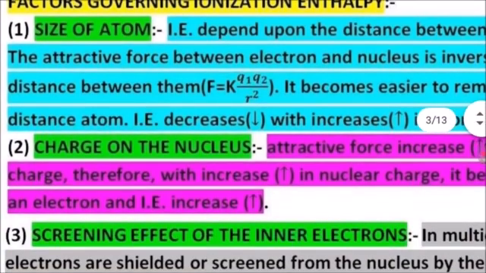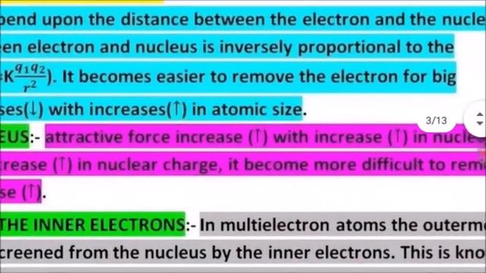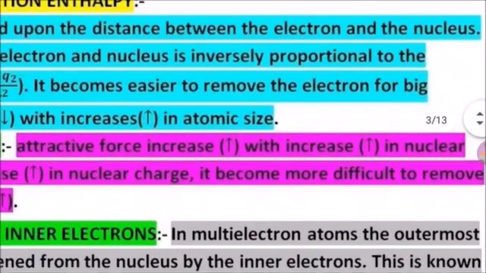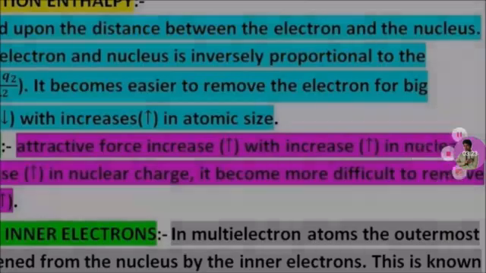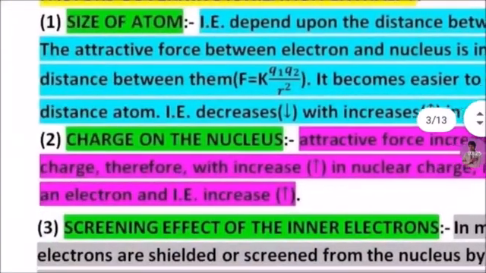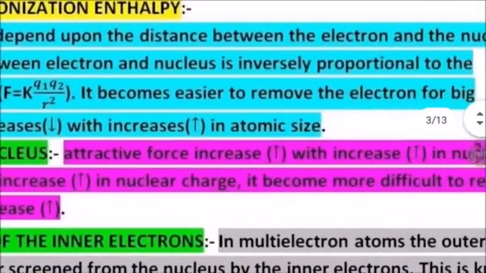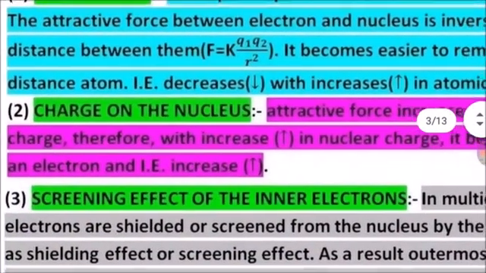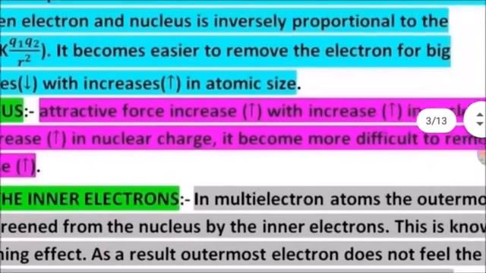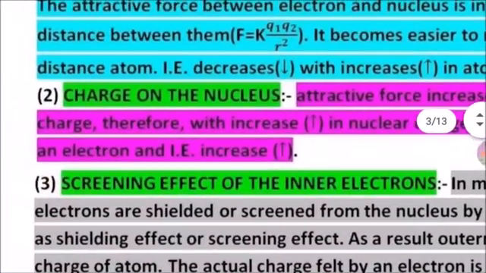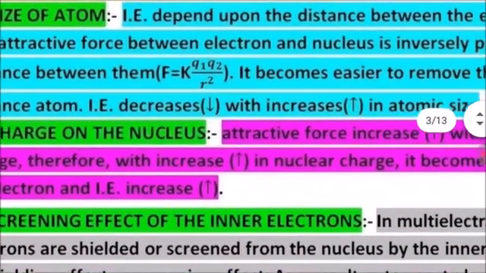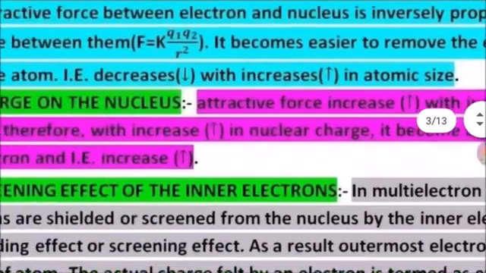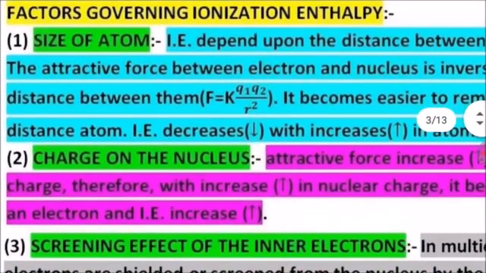The first one is the size of the atom. Ionization enthalpy depends upon the distance between the electron and the nucleus, and the attractive force between electron and nucleus is inversely proportional to the distance between them. It becomes easier to remove the electron from a big distance, so ionization enthalpy decreases with increase in atomic size. It means we can easily remove the electron if the atomic size is great.